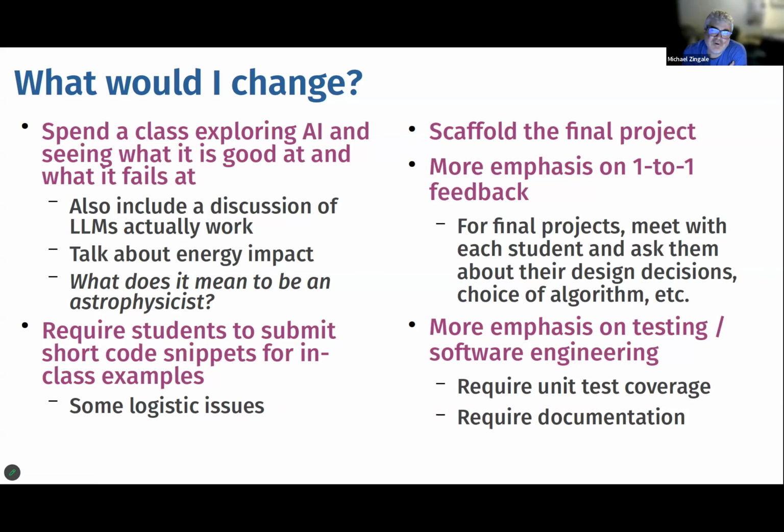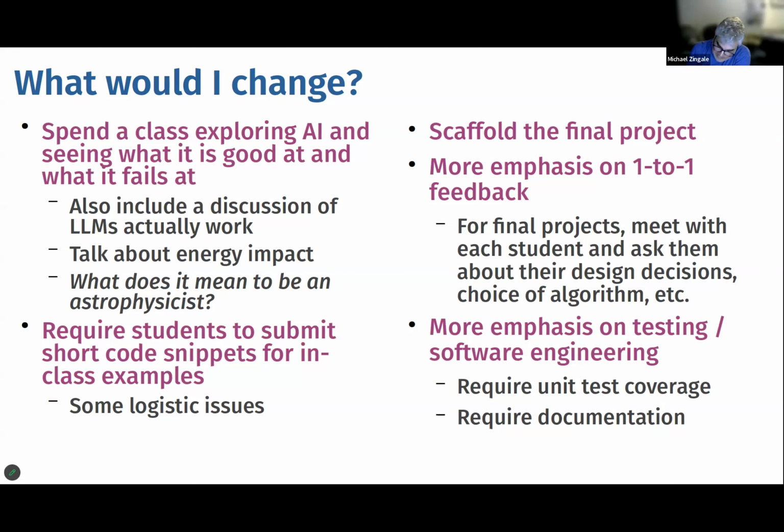And I think also for their final projects, I'm going to start doing one-on-one feedback. I'm going to maybe meet in person or over Zoom with each student and ask them just to explain a few of the choices they've made in their code. Again, they could have used AI for it, and maybe that's okay, but they should understand why these decisions were made. And so they would need to defend what they did.